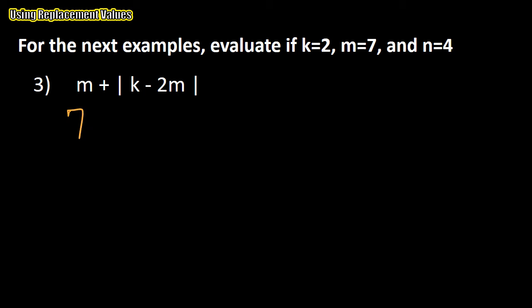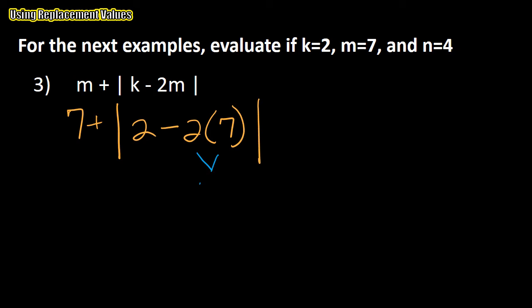So m is 7 plus the absolute value of k, where k is 2 minus 2 times 7. For the absolute value bars, we're going to do everything inside of that first. So I have 2 minus 2 times 7, so I have multiplication. So I have 14 minus 2.